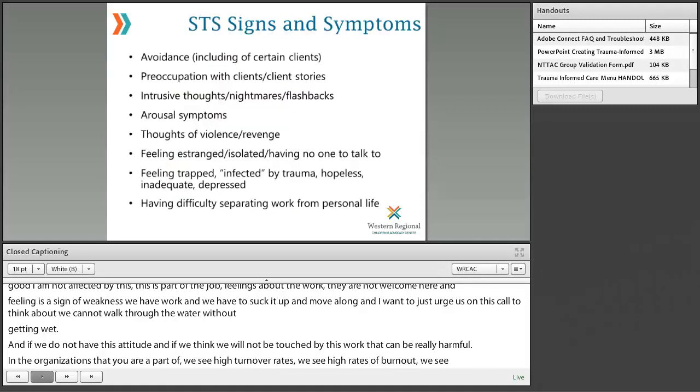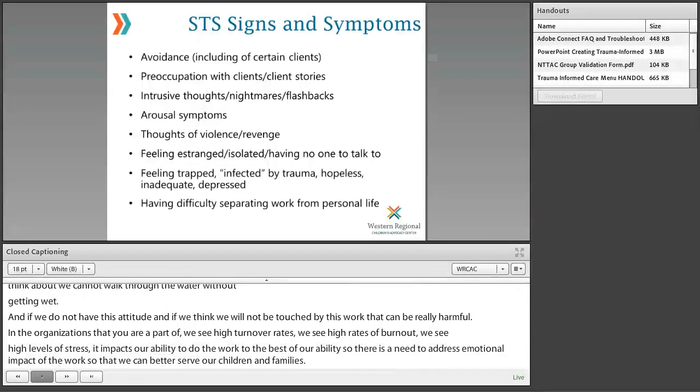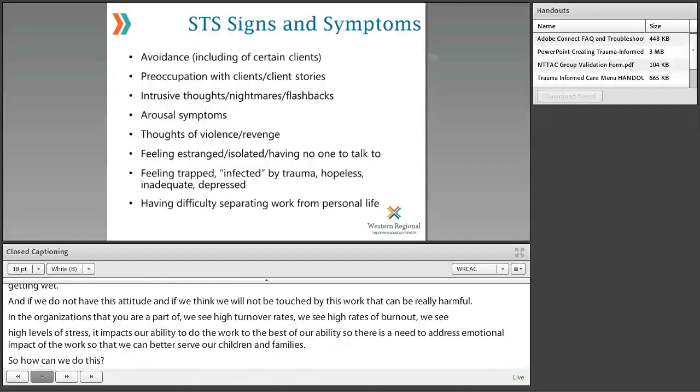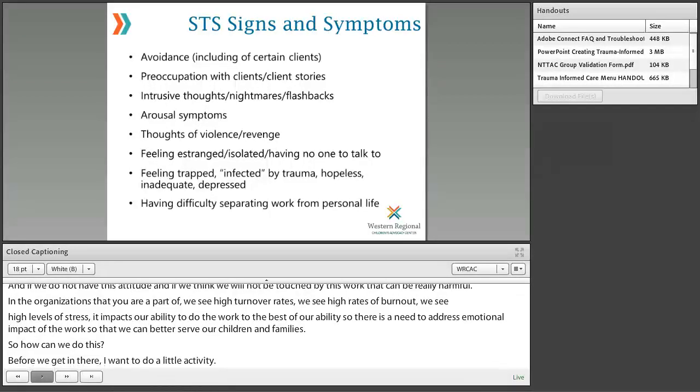So how can we do this? Actually, before we get in there, I just want to do a little activity. These are some of the signs and symptoms of secondary traumatic stress. For the purposes of this call, because I imagine for some folks this might be the first time you've heard that term, and for others you might be more familiar, we're really talking about the emotional impact of the work that we do, right? I'll give you a second just to look at this screen and take in some of these symptoms.